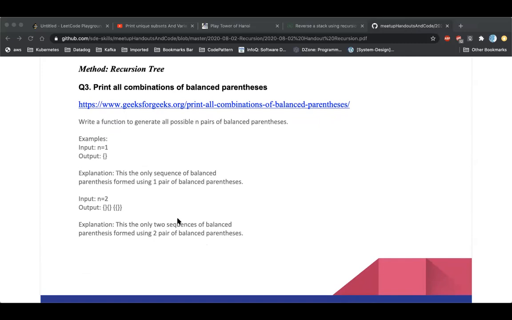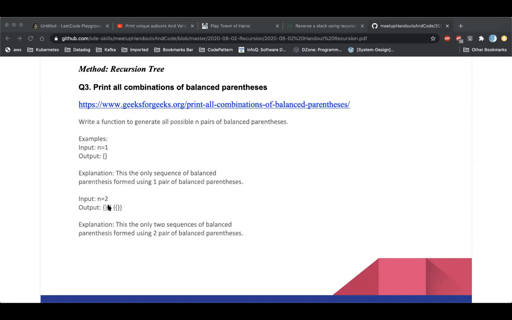For anybody new, I think it's generating the balanced parentheses. So for example, if you are given n equal to 1, the output is one open close. And if you are given 2, that means you are given 2 open, 2 close. And with that, how many valid parentheses can you make?